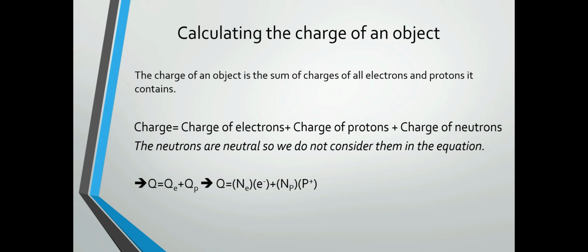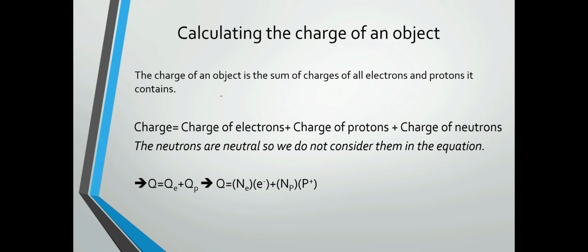Now, how to calculate the charge of an object? We know that the object is made up of matter, which is made up of molecules. In molecules we have atoms, and in the atoms we have the nucleus containing the protons and the neutrons, and we have the electron orbits carrying the electrons. So to calculate the charge of an object, we will say the charge of an object is the sum of the charges of all electrons and the protons it contains. We neglected neutrons because neutrons carry no charge.